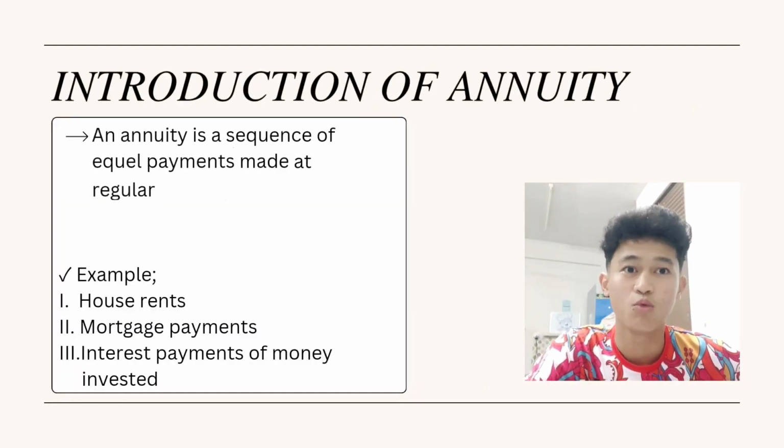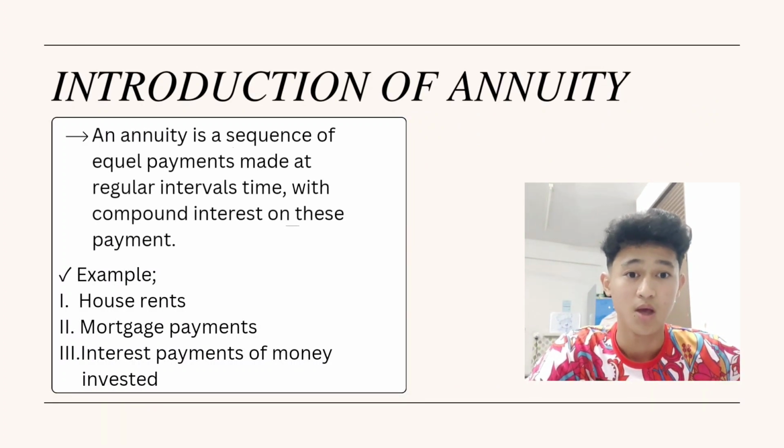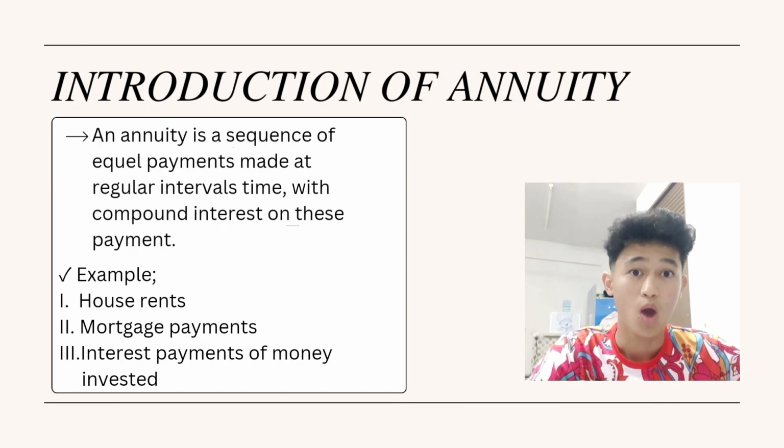I will be presenting about our topic, annuity. Firstly, an annuity is a sequence of equal payments made at regular intervals of time with compound interest on these payments. Examples of annuities include house rents, mortgage payments, and interest payments on money invested.